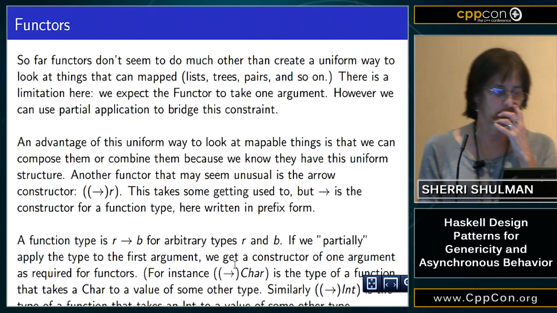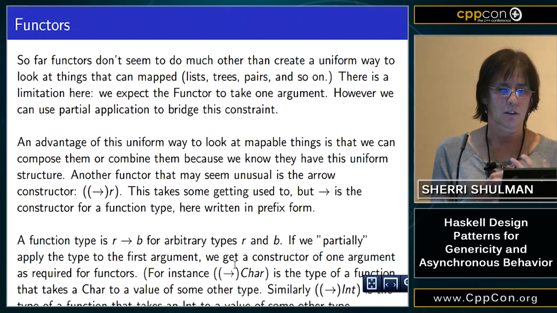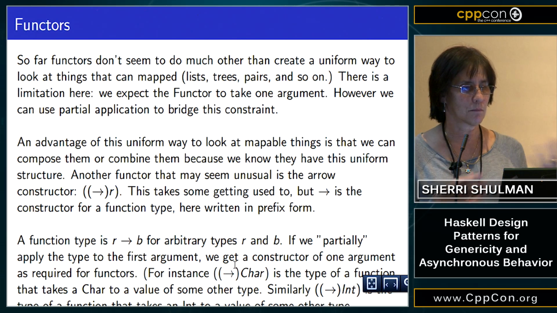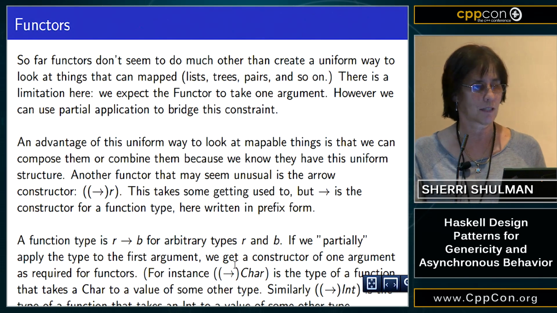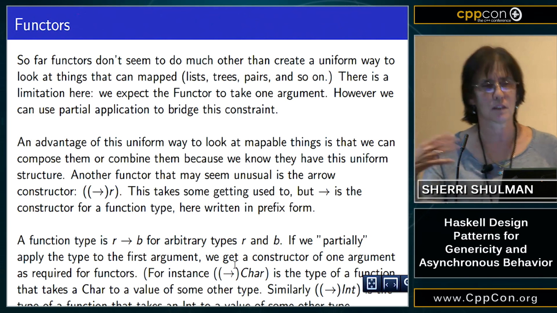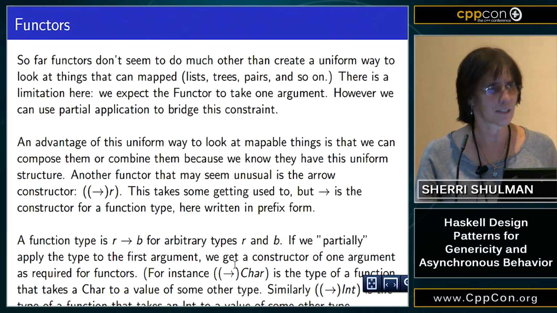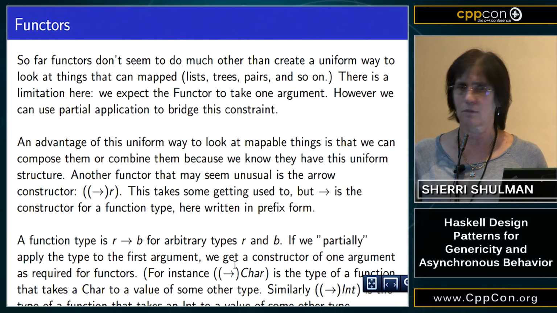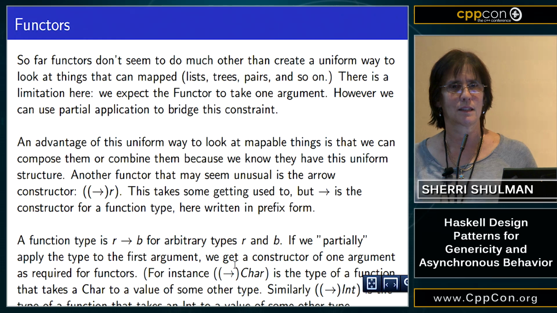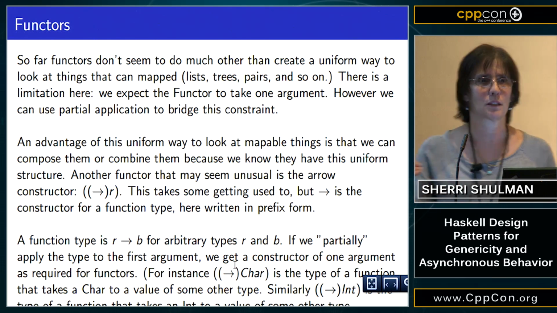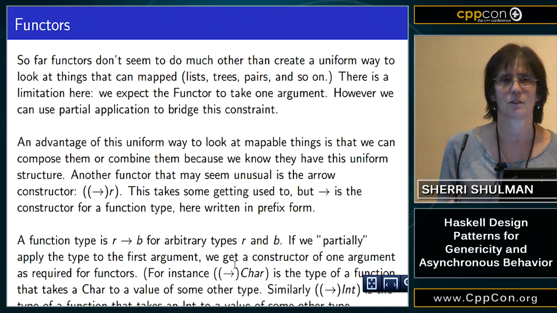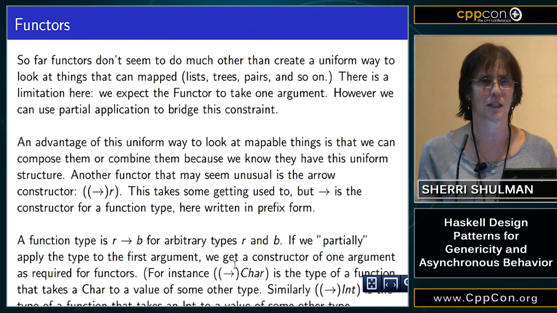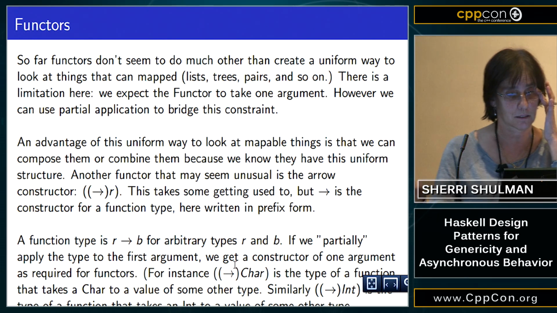One advantage of this uniform way to look at mappable things is that we can compose them or combine them because we know they have a uniform structure. This is the same thing we've done for a lot of things, like the hash set relied on the fact that we knew everything that was supported by the elements that go into the hash set, and we know what the container supports, so therefore we can use it in a variety of applications just relying on that contract.